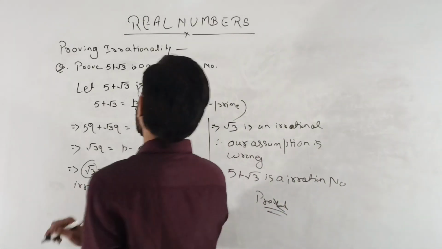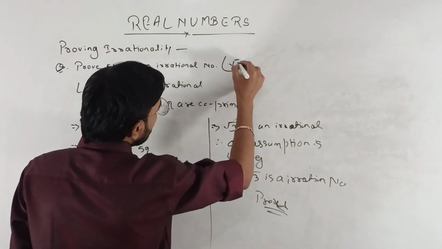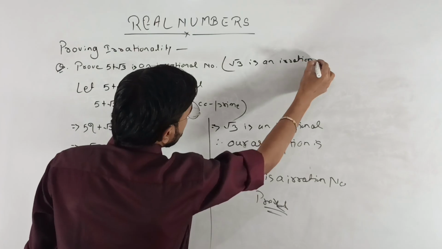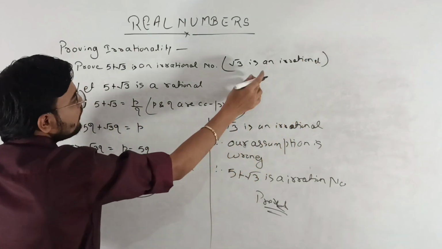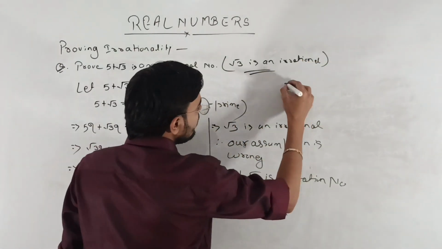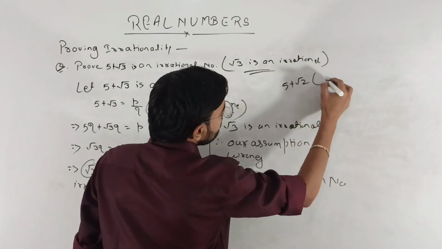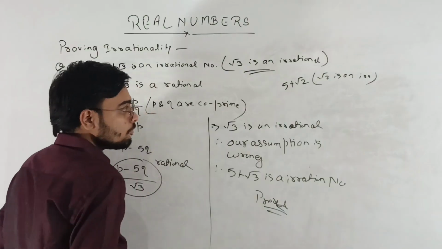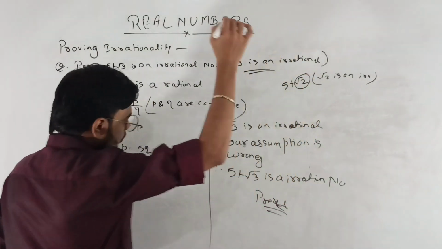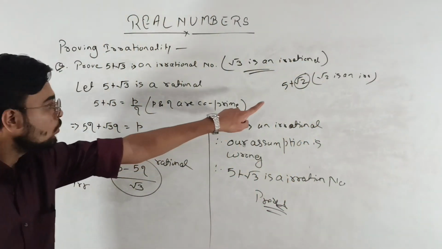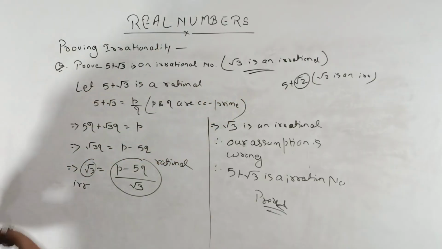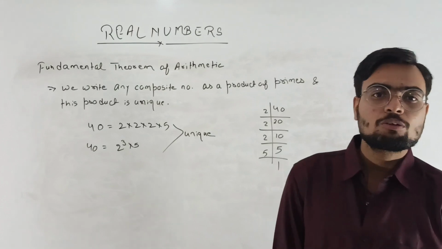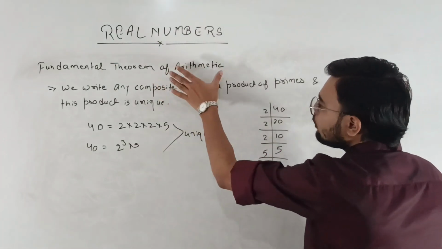Okay. If this question occurs in your exam, then it is given that root 3 is irrational. Okay, this is given in your question. If the question is like 5 plus root 2, then it is given that root 2 is irrational. And if it is not given that root 2 is irrational, then you have to first prove root 2 is irrational, then you prove 5 plus root 2 is an irrational number. Okay, understood? Now let's move towards our last topic, that is the fundamental theorem of arithmetic.